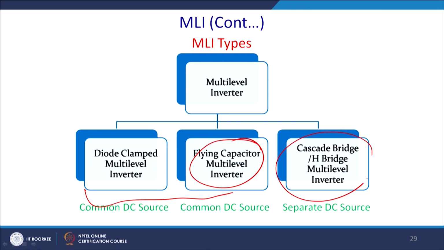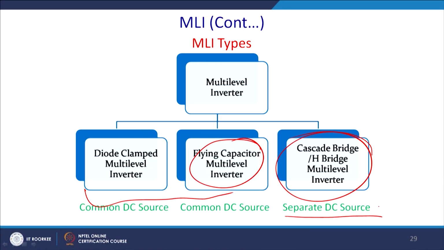followed by the flying capacitor multi-level inverter. We will find that multiple stages of voltage are generated by the multi-level inverter. Thereafter, the cascade bridge multi-level inverter. These are the three multi-level inverters. These two can use a common DC source. So, one DC source can be used for all the applications, and thus we have an operating advantage, but the component count will be more, and generating higher levels is very complex and it becomes bulky.